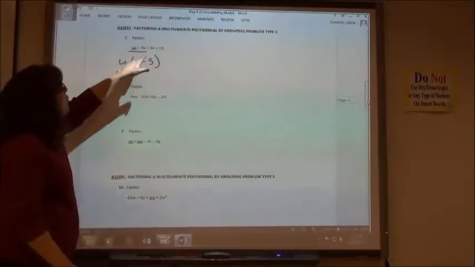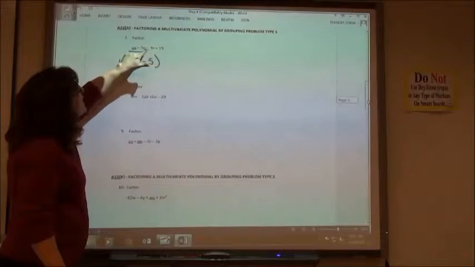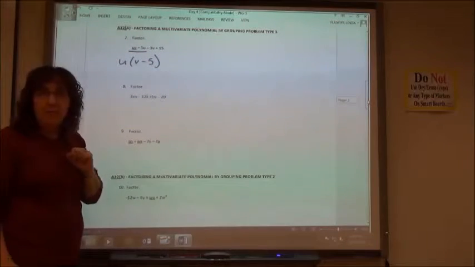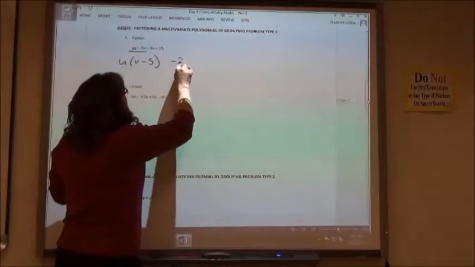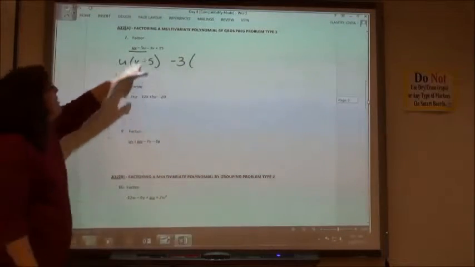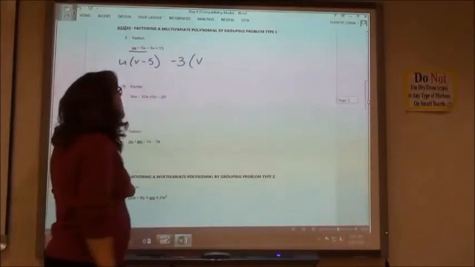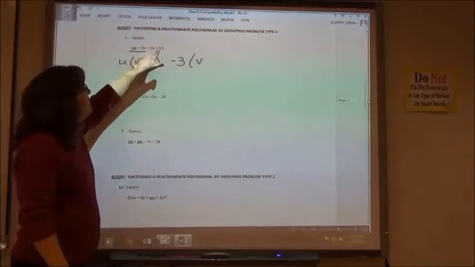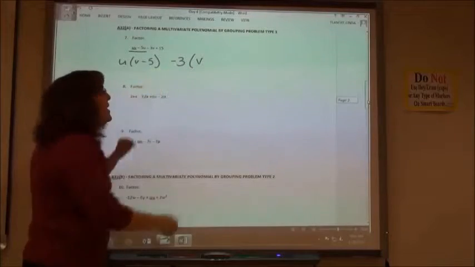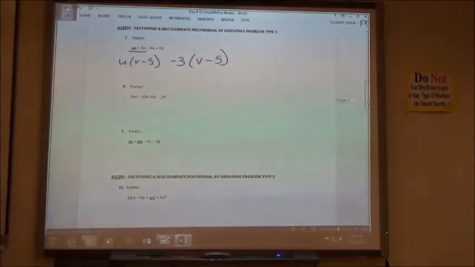So this one's in a good order because the V is first, but I want to have just a positive V, so I'm going to take out the negative 3. So the negative 3 is going to go in front, and then I'm going to divide both of those by negative 3. Here, a negative divided by a negative gives me that positive V that I want. Positive 15 divided by negative 3 is a negative 5 that I want, because I know those things in the parentheses have to match up.